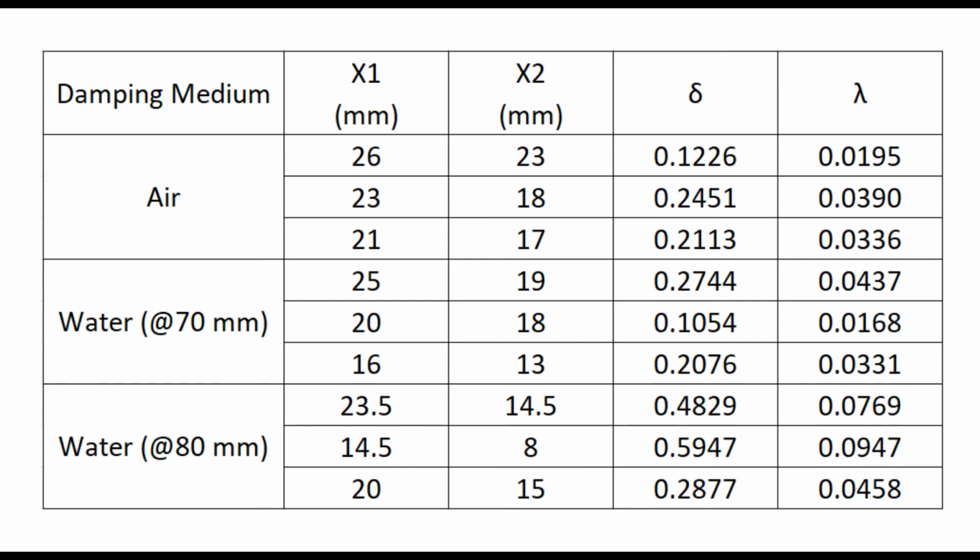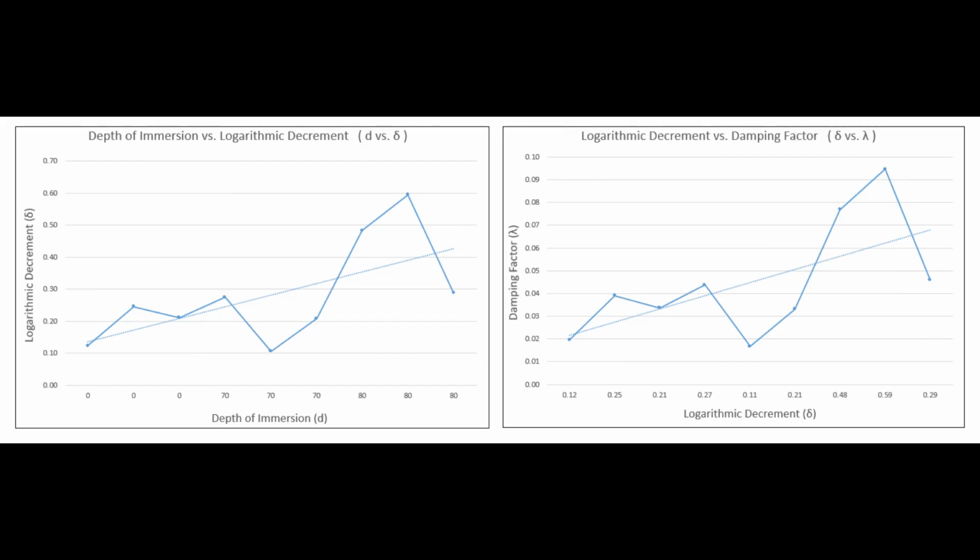Now we plot the graph of depth of immersion versus delta and delta versus lambda. You can see that the trend is increasing. That is, with increase in depth of immersion, the logarithmic decrement is also increasing, though not linear in nature. Same is the case with damping factor. We can still take readings for a few more variants of depth of immersion and check the trend. Note that the pointer tip pressure, wobble of rotor motion, shaft stiffness and shaft straightness play a role in the readings obtained.